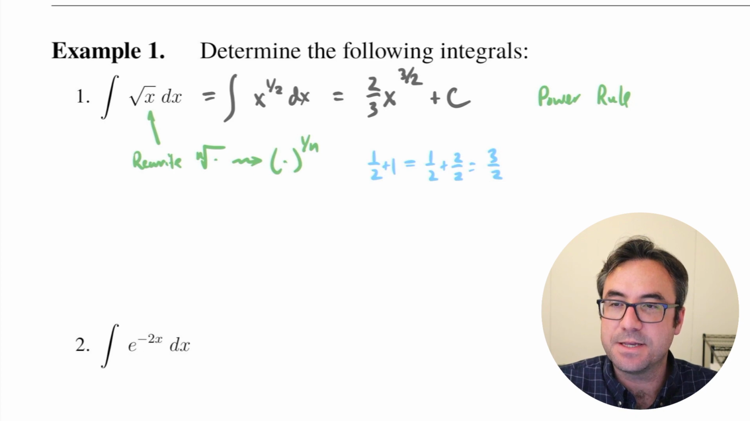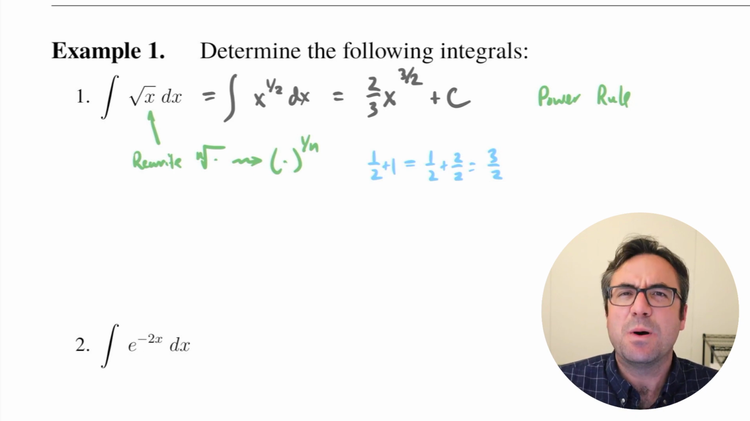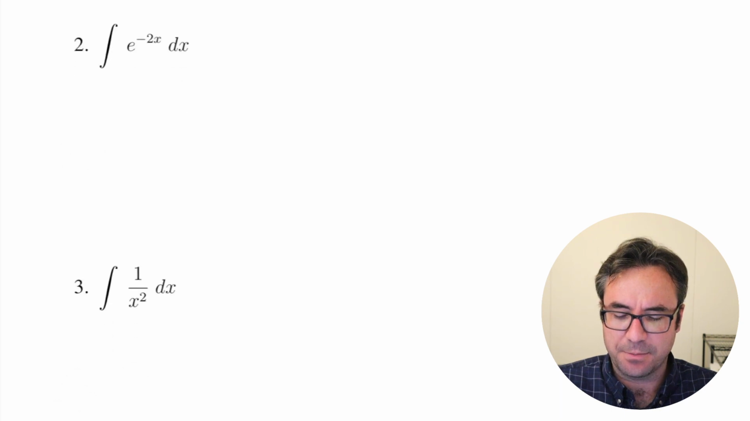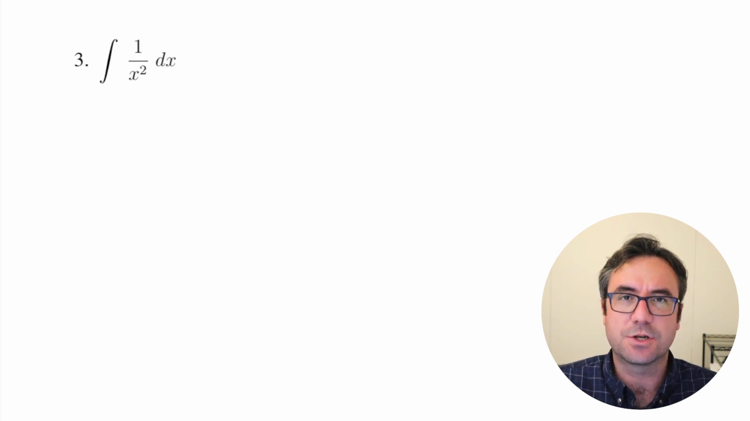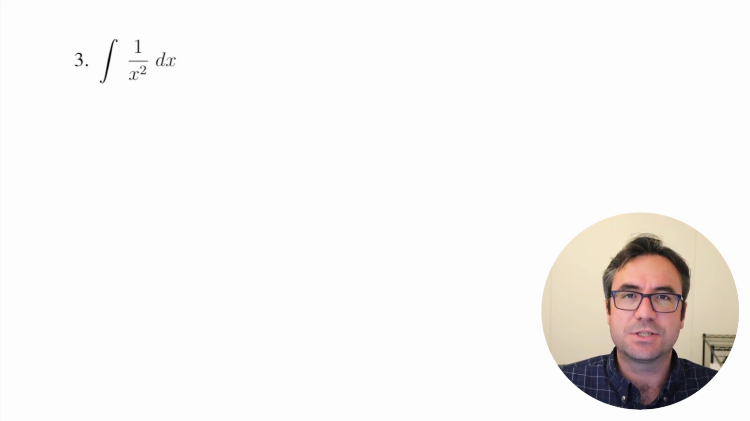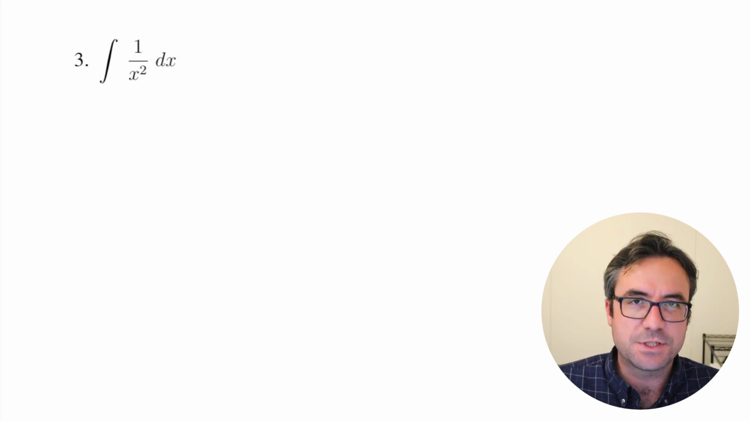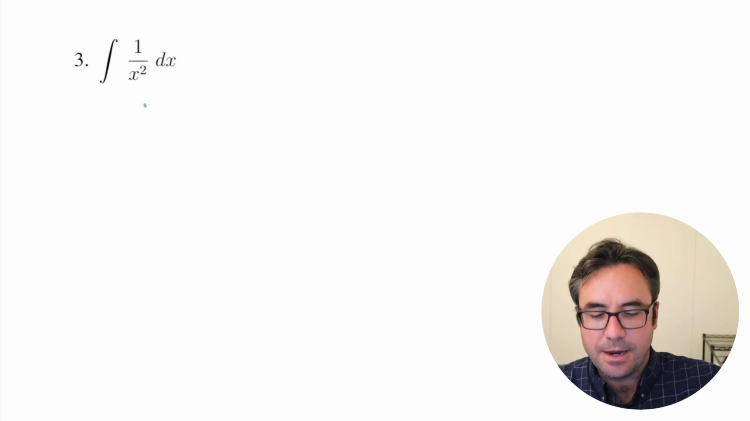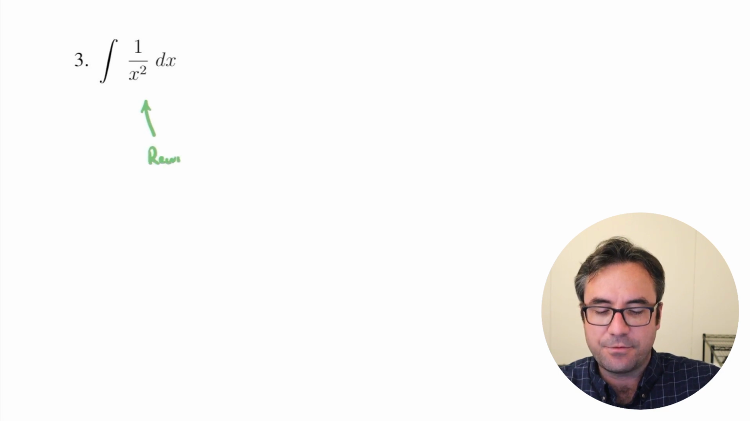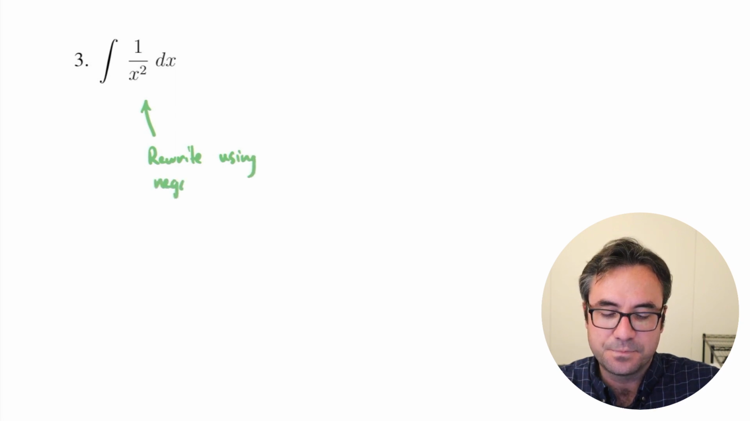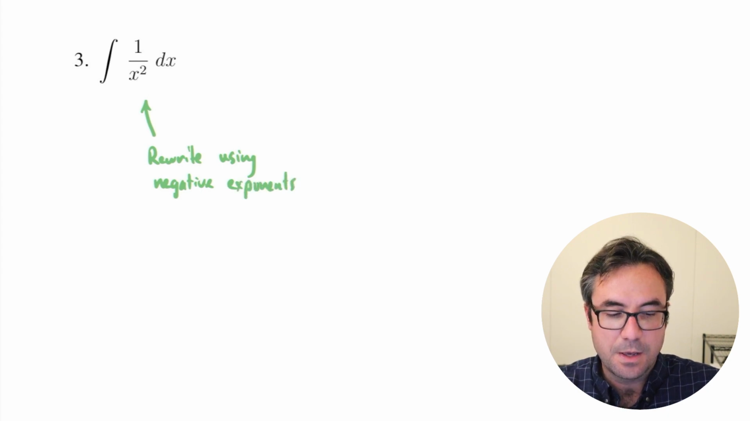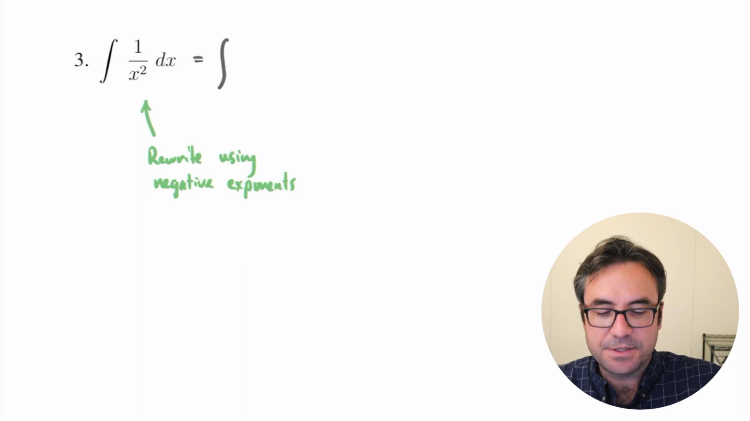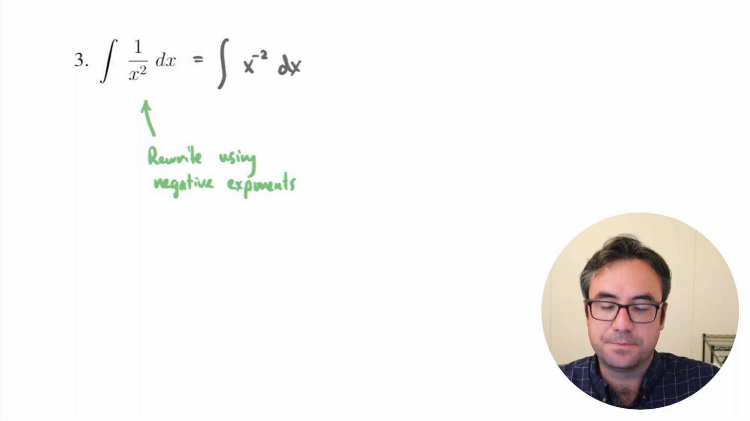All right, let's try one more. We'll save the exponential for later, but let's try 1 over x squared. It's going to be another power rule one. And just like root functions, there's something similar we would do for fractions if we were going to differentiate. Our main strategy here is to rewrite fractions using negative exponents. It's one of our main strategies. All right, so let's do it. Let's rewrite this as x raised to the -2.